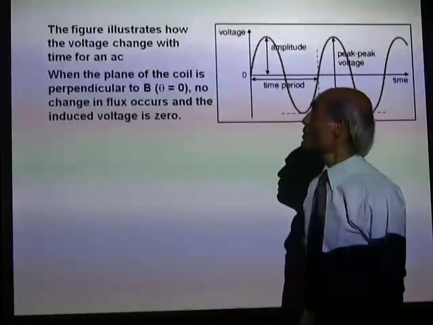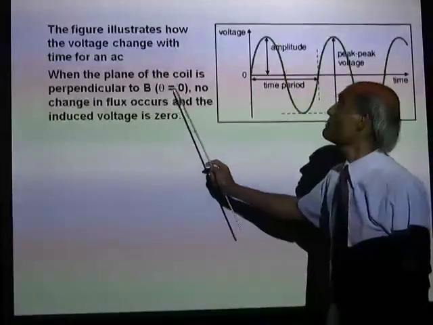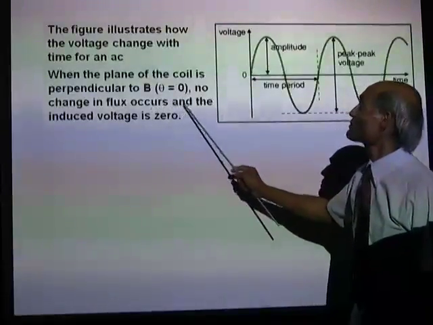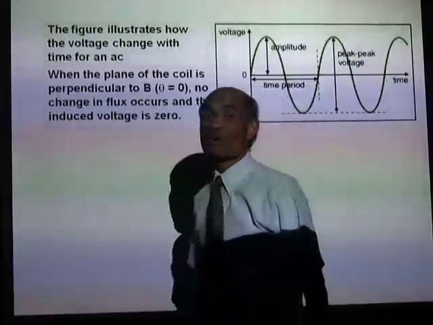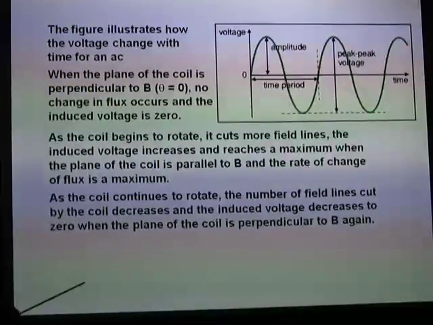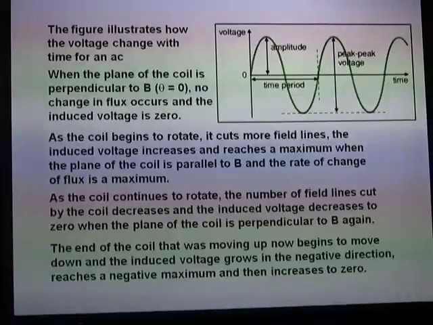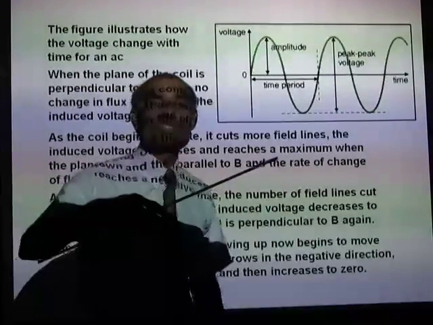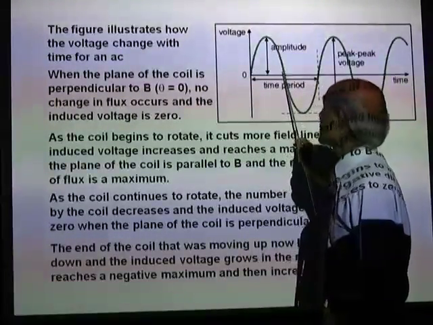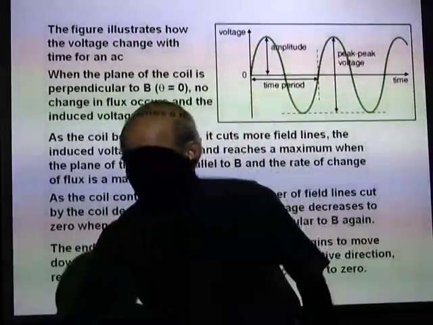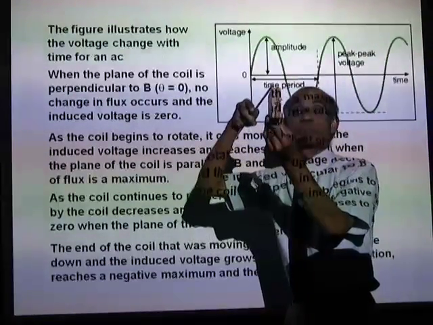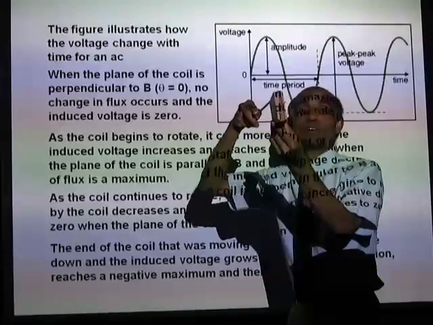Now, when the plane of the coil is perpendicular to B, theta equal to 0, and no change in flux occurs, and the induced voltage is 0. We talked about this already, so we don't need to do that again. How the voltage changes from 0 to a maximum, then back to 0. You can see here, now, the induced EMF at this position is actually 0.